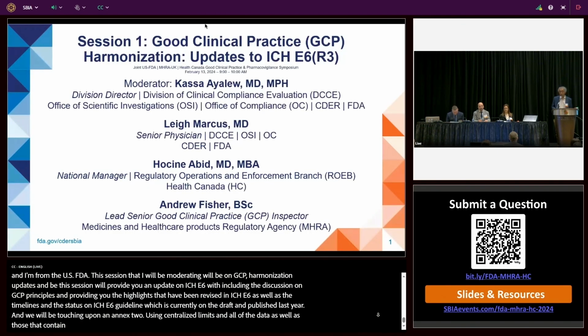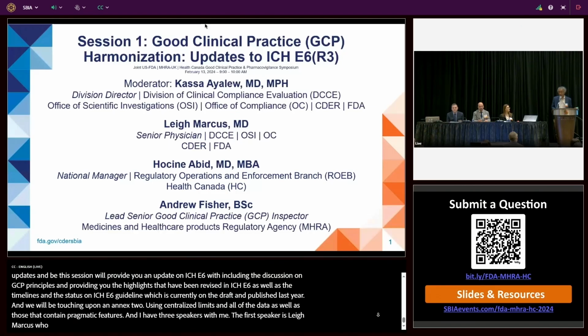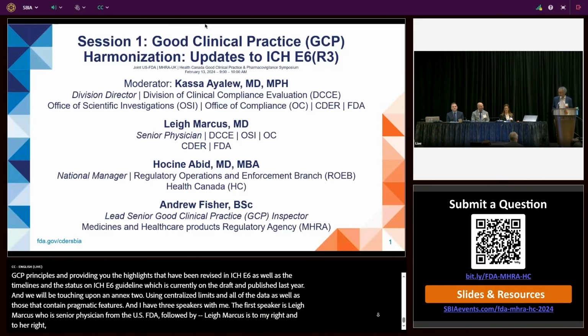I have three speakers with me, and the first speaker is Leigh Marcus, a senior physician from the US FDA, to my right. To her right is Hocine Abid from Health Canada, the regulatory national manager, and Andrew Fisher, to the most right, who is a lead senior GCP inspector from MHRA UK.